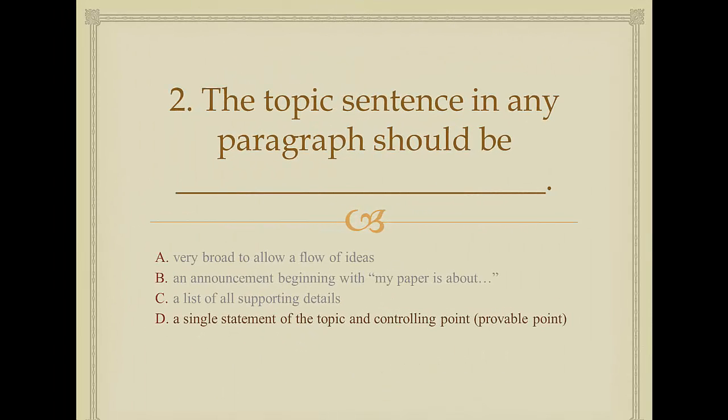The correct answer to this question is D, a single statement of the topic and controlling idea. It's not enough for a topic sentence to simply describe the subject you are discussing. In order for your audience to have an idea where you are going in a paragraph, you must also include what you are going to say about your topic. The controlling point then can be defined as your purpose, your subject, and your point of view.